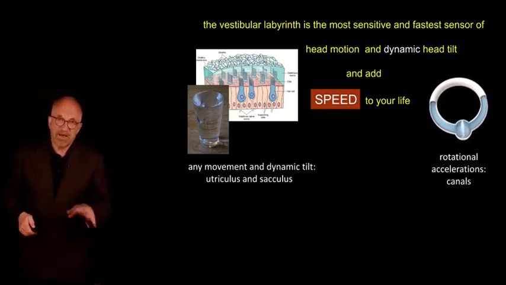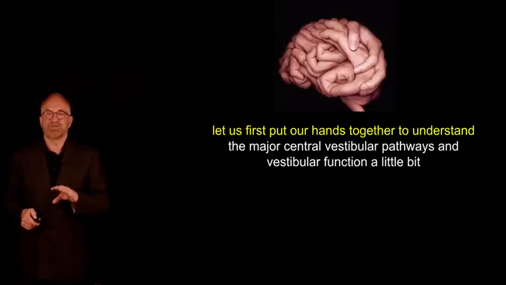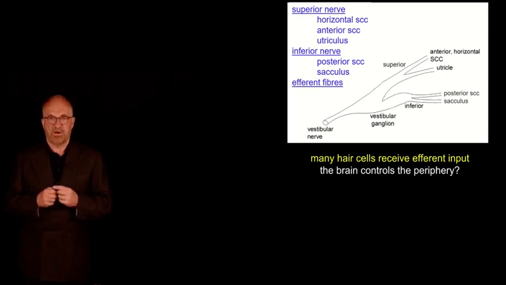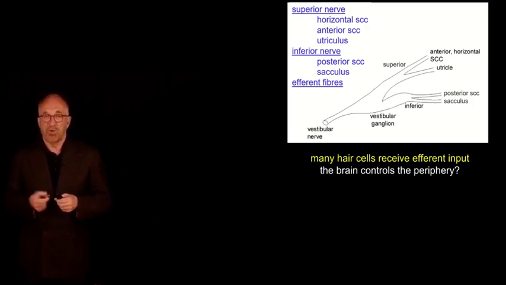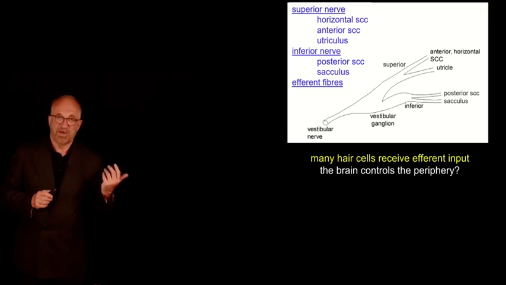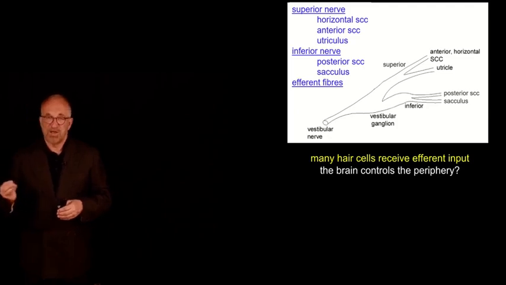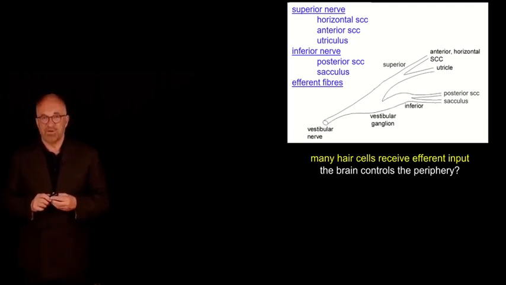Now, the information from the labyrinth goes, of course, into the brain. And you can say that there are two major areas of projection. You can see that the anterior horizontal canal and the utriculus send their information via the superior nerve into the vestibular nerve and into the brainstem. And the posterior canals, together with the sacculus, take the branch of the inferior vestibular nerve, collect together with the vestibular nerve and go into the brain.